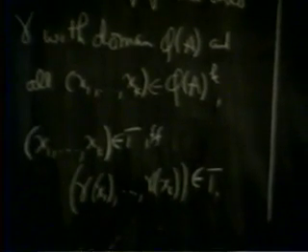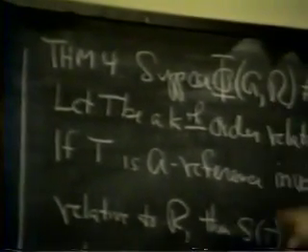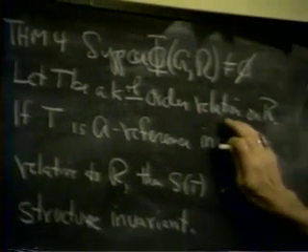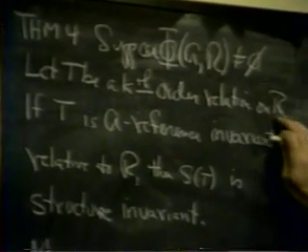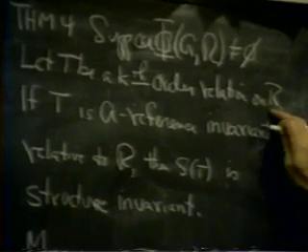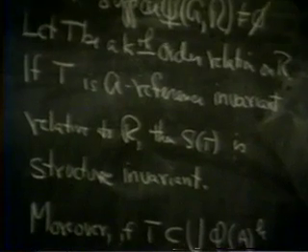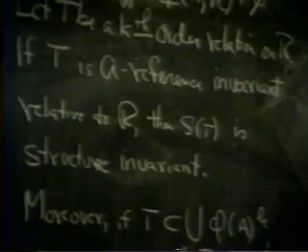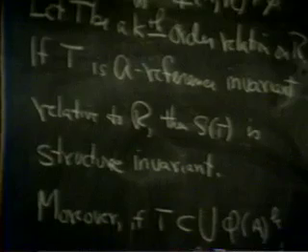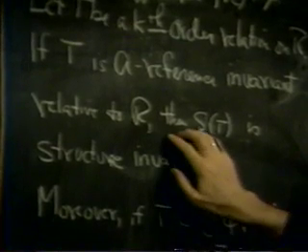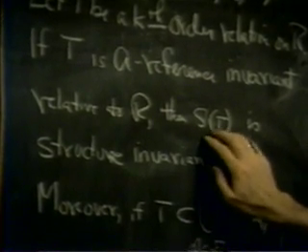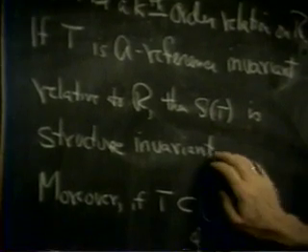Now the next theorem is beginning to tie some connections between these concepts. We suppose we have some homomorphisms. We suppose that T is a relation in the representation space. Then the first assertion is that if T is reference invariant relative to R, which is one of the concepts we think is important, then the reference set, S of T, is in fact structure invariant.